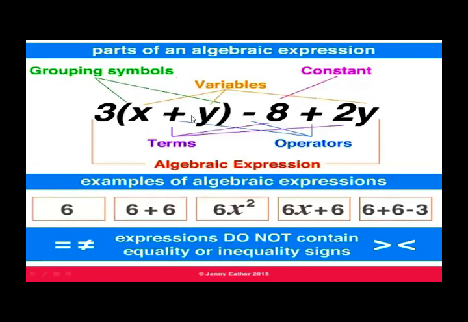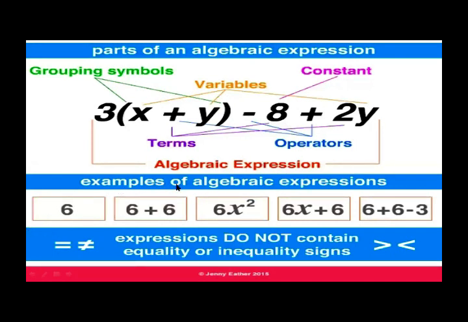3 into x plus y is connected with 8 by a minus sign, and 8 is connected with 2y by a plus sign. It means before minus is 3 into x plus y, after minus 8 is given, after plus 2y is given. So 3 into x plus y, 8 and 2y are representing the terms of the algebraic expression. Whereas plus and minus signs are known as operators or fundamental operations. They all combine to make an algebraic expression.